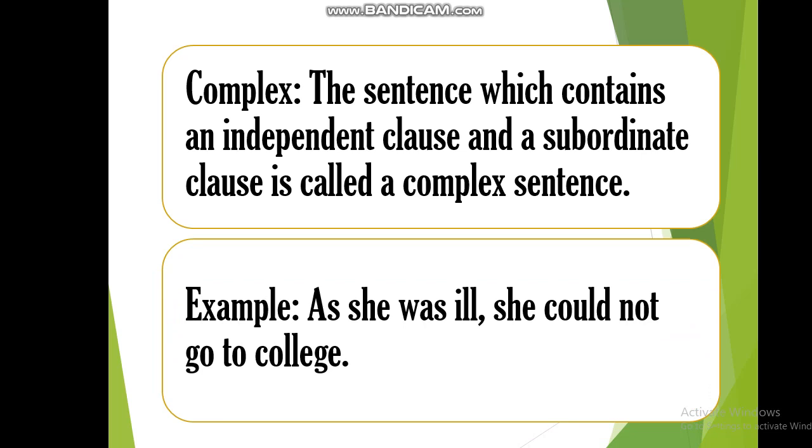Could you tell me the subordinating conjunction here? At the very beginning, "as" is used as a conjunction, and the two parts are: she was ill, this is the dependent clause, and she could not go to school, this is independent. So independent and dependent, accordingly, this becomes a complex sentence. So two parts will be in the complex sentence.